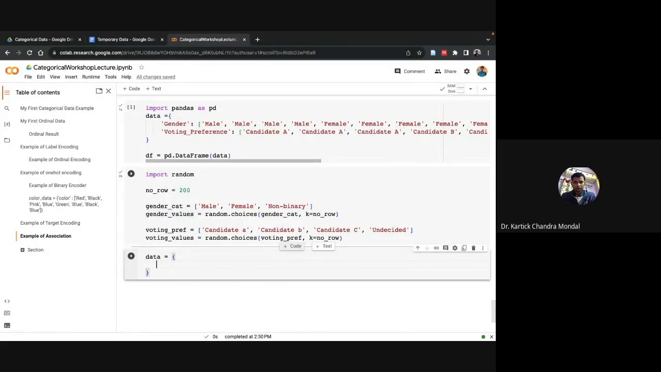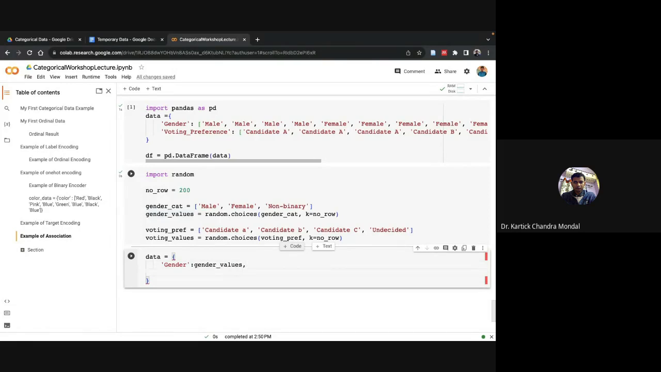So here, the name of the column will be gender, where the values will be gender values, comma. The next attribute is voting preference, or preferences in short.